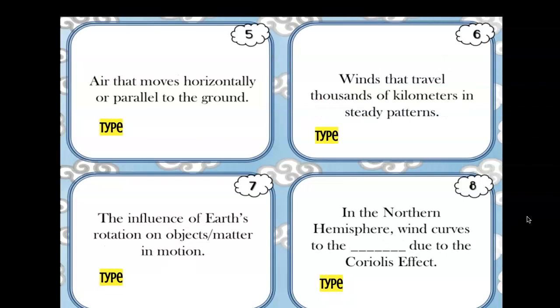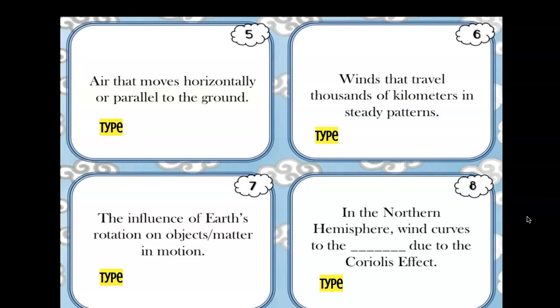Card number 5, air that moves horizontally or parallel to the ground. This is just a silly definition for wind. It's talking about wind for number 5. Wind is air that moves horizontally, obviously not vertically. We know our winds blow left and right, not up and down.